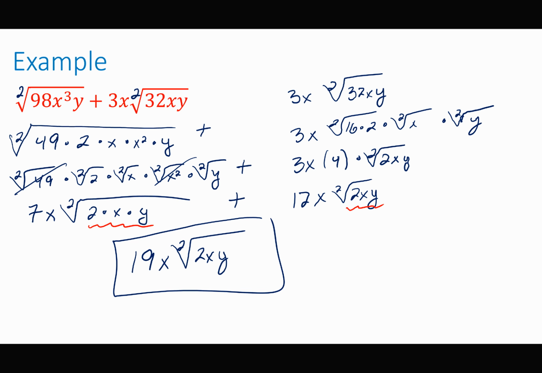If this had been square root of 2x to the 10th y or something, if there was nothing further that you can do, then you're done. But if you have any exponent going on under your radical, see if you can, even if it's an odd exponent, you can always take out the evens and leave it with just an odd left.